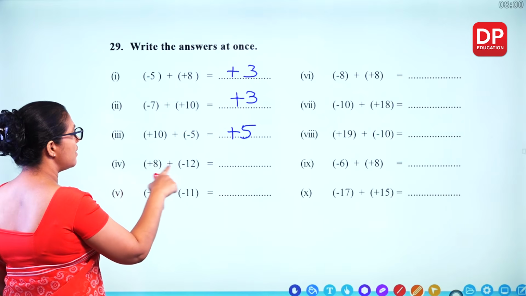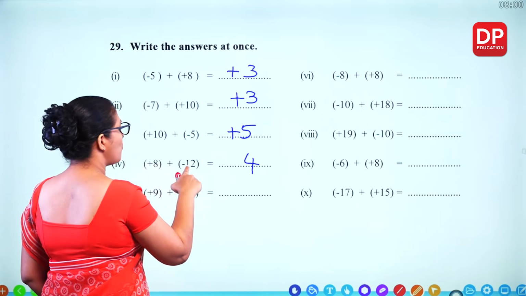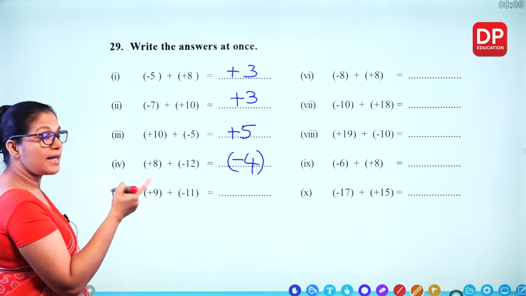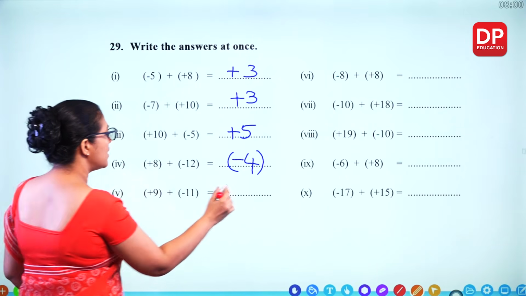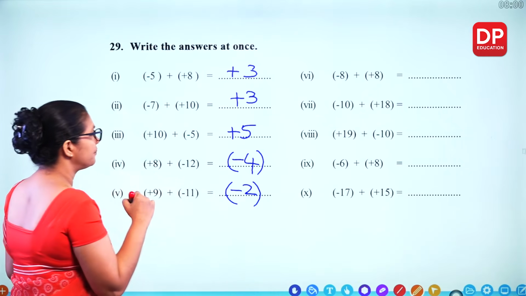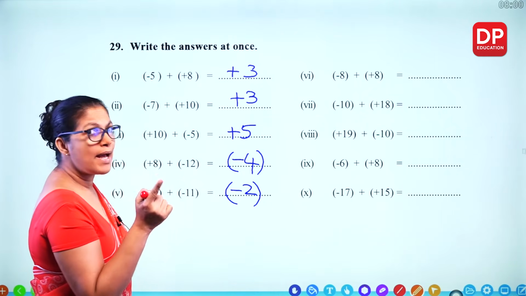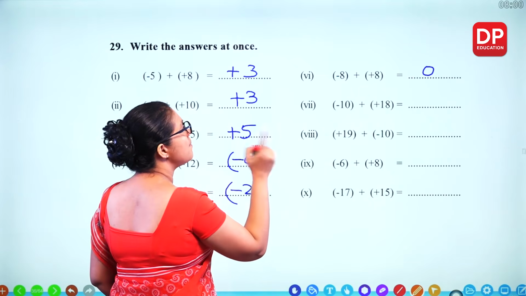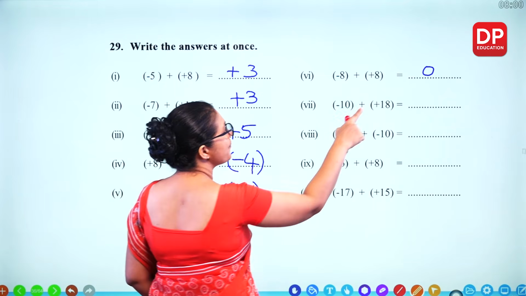8 and 12. Difference is 4. Most distant value is minus. So, minus 4 is the answer. 9 and 11. What's the difference? 2. The most distant value is minus. Minus 8 and plus 8. Additive numbers. You get 0 because same distance from initial point.